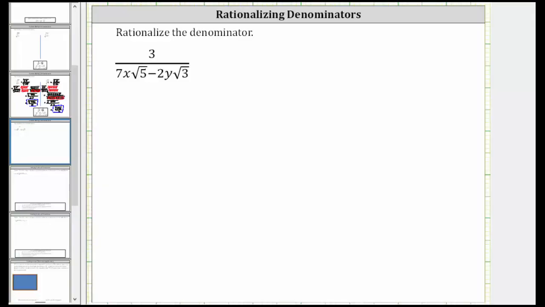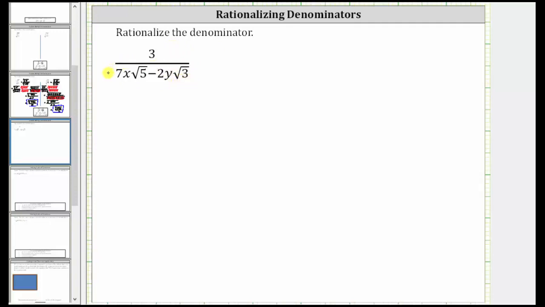We are asked to rationalize the denominator. To rationalize the denominator means to create an equivalent expression that does not contain square roots in the denominator. And because we have a sum or difference in the denominator, to rationalize the denominator, we need to multiply the numerator and denominator by the conjugate of the denominator.